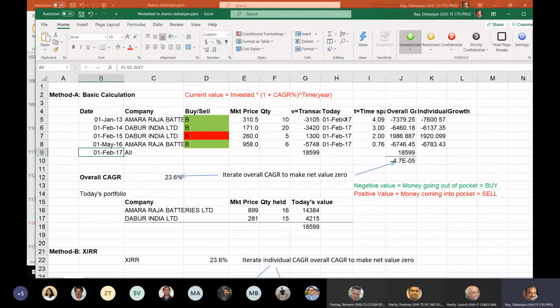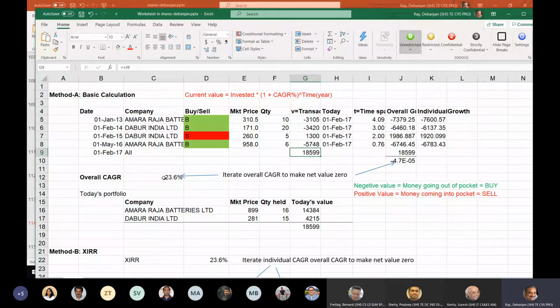Now, on this particular date, I have evaluated overall what my portfolio is. The stock report has given me, without going into further details, that the total value of the portfolio is now 18,599. That is overall. I don't want to go into nitty-gritty. Now, with this, how do I calculate?